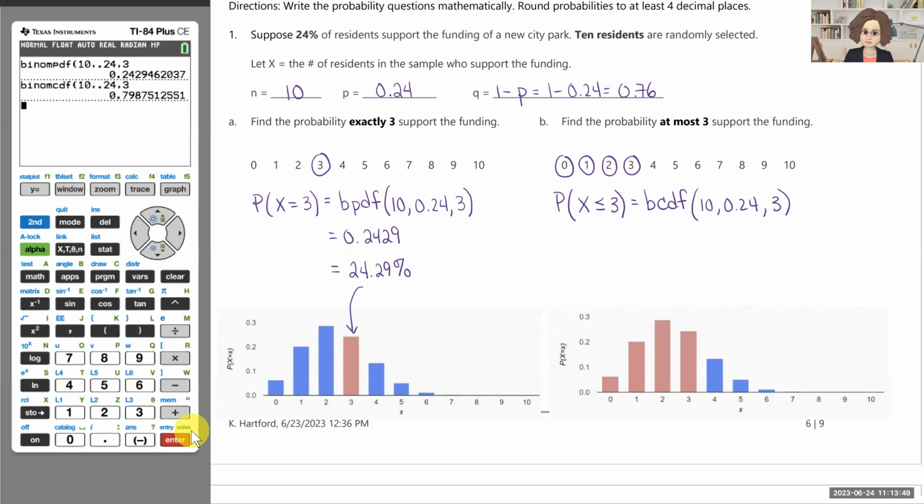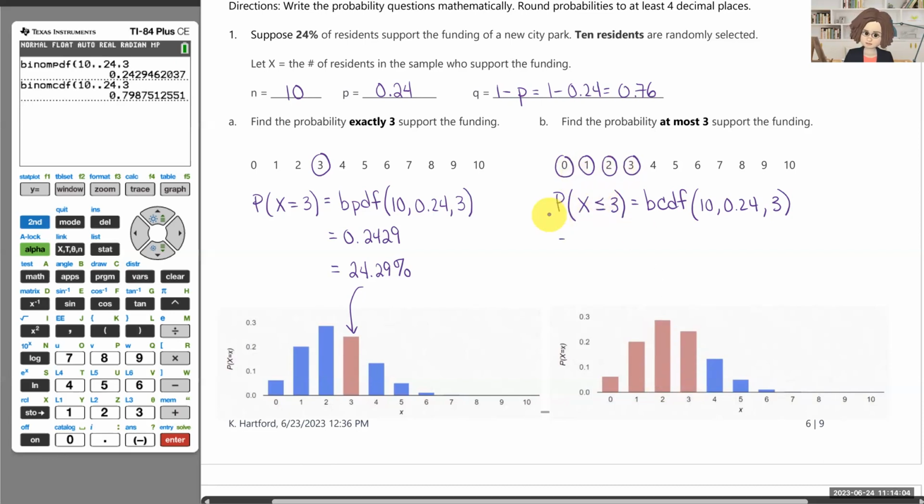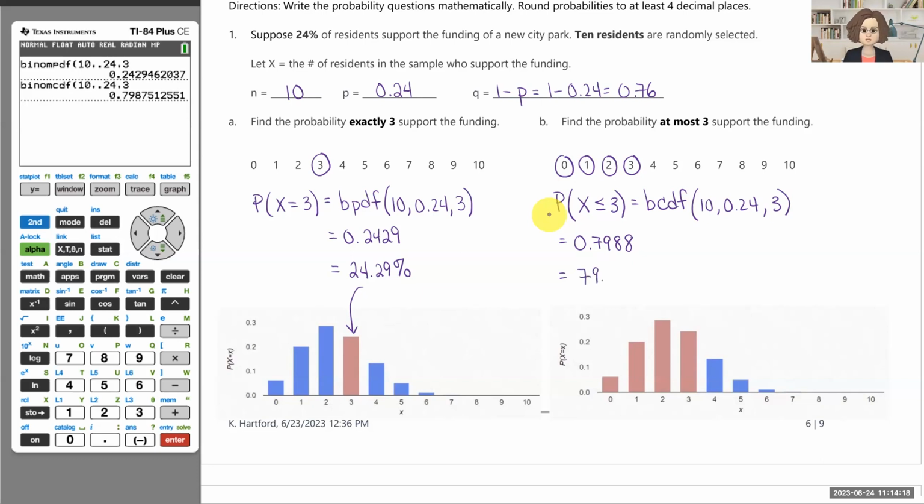And we're getting a bigger probability because we're finding now not just the probability of this single bar at X equals 3, but all of those 4 bars that we see there. So for those 4 probabilities added together, that's coming out to be 0.7988, or in percent, 79.88%. So that would be the areas of all 4 of those bars.